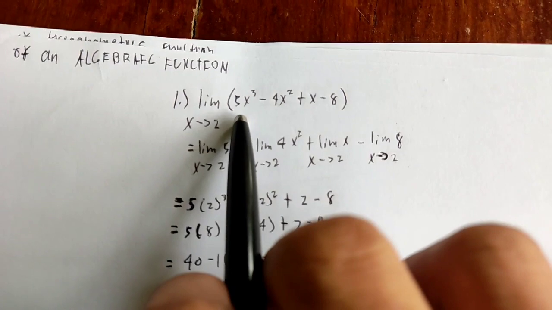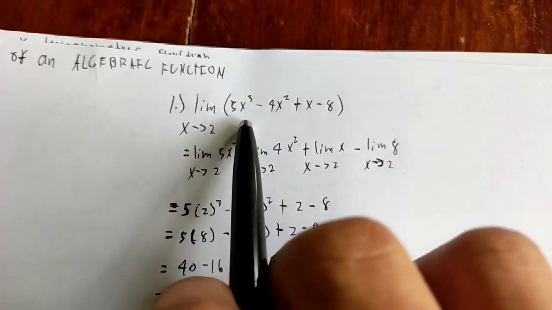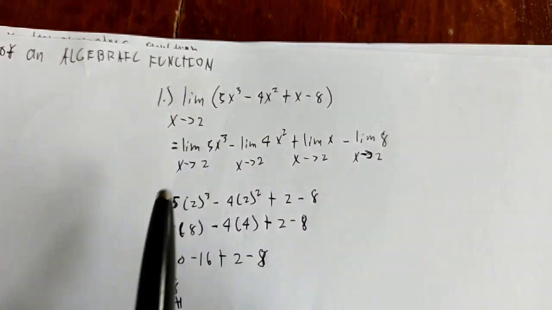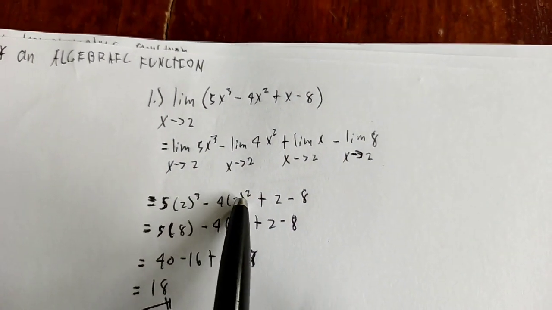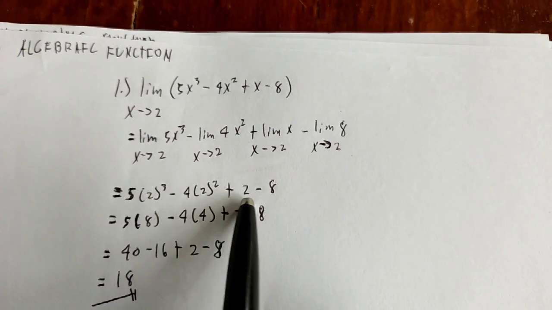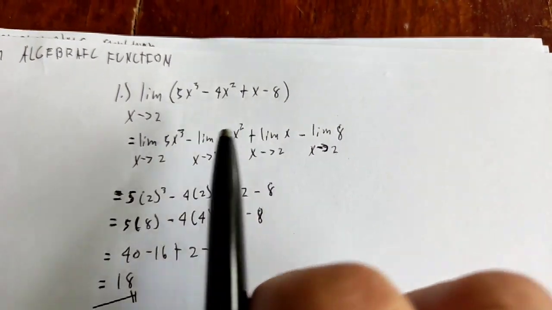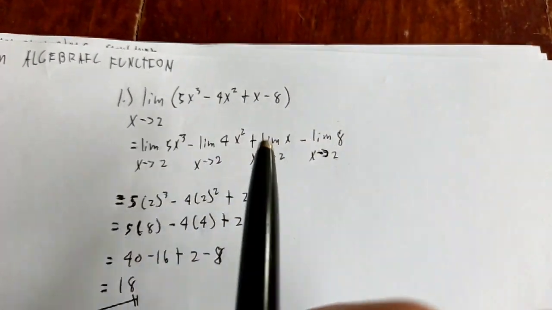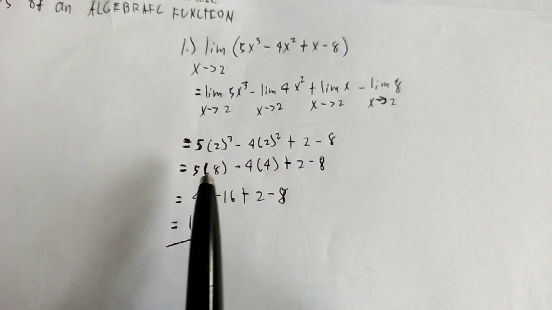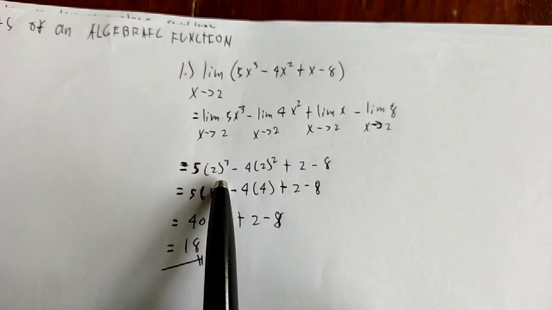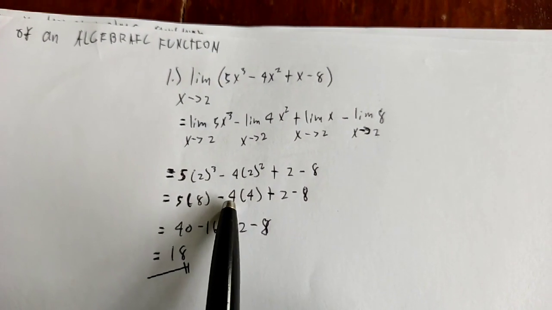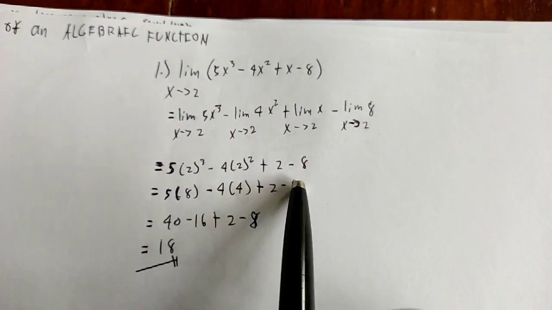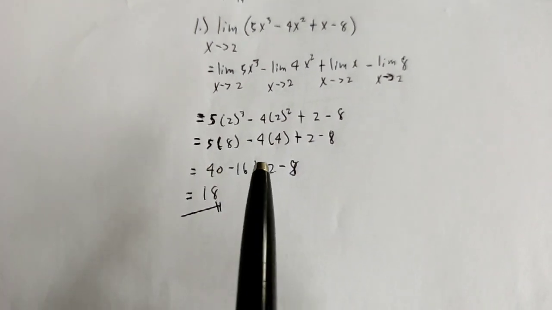We substitute the x here, that would be 2 raised to 3, minus the limit of 4x squared, minus 4 times 2 raised to 2, and plus 2 because it's just an x here. So this is the x. As x approaches 2, you just input it here and the constant remains as a constant. So after that, 2 raised to 3 is 8, you just copy 5, minus 2 raised to 2 is 4, copy 4, and just copy the two remaining given terms.